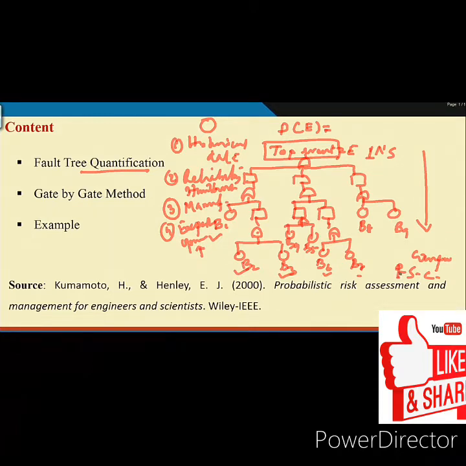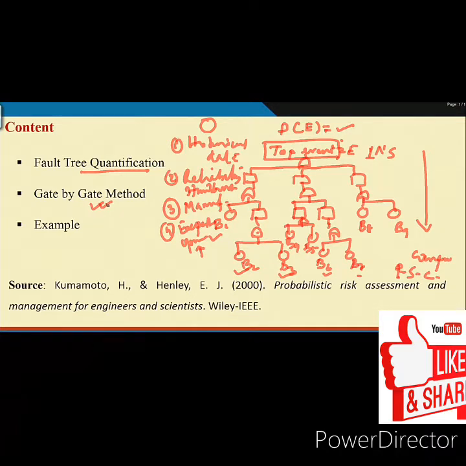So, once you have the bottom level or basic event probabilities, then you can compute the top event, that is the probability of the top event, by different methods. Okay. One of the methods is the gate by gate method. So, in this lecture we will discuss this gate by gate method. Okay. Another method is the Cartset method. That we will discuss in the next lecture.